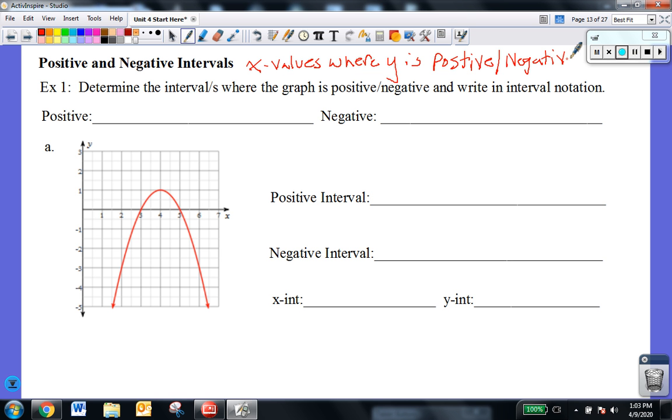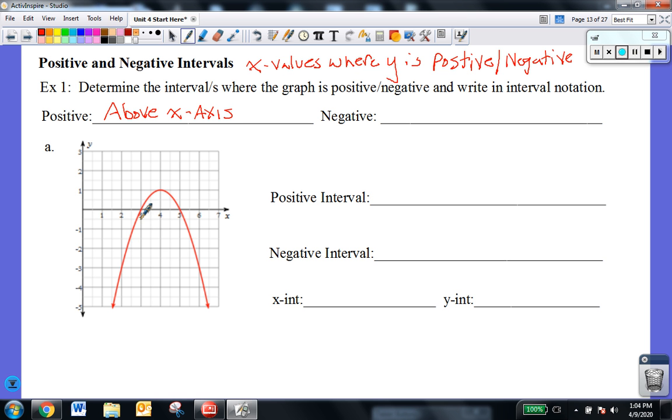What does that mean? Where is this graph going to be positive? Where are the y values on this graph positive? Well, the area where this graph is positive is right here at the x-axis. The y value starts to become positive right here between 3 and 5 as the x value. So up here above the x-axis is going to be positive.